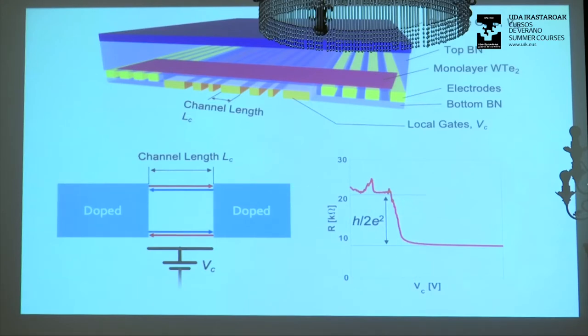And the value of that resistance jump is h over 2e squared. This is happening because now we're tuning the chemical potential in that local region into the bulk gap, so you have conductance through the edge, through the helical edge states.